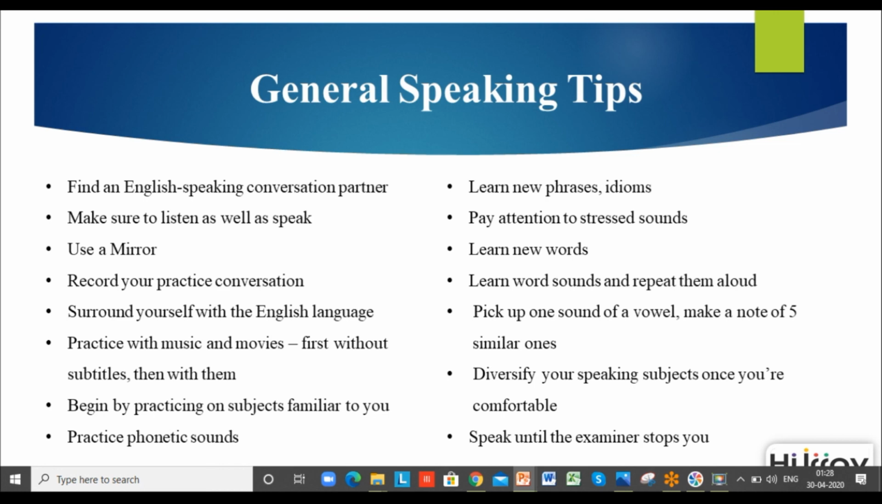Pay attention to stressed sounds. Learn new words. Learn word sounds and repeat them aloud. Pick up one sound of a vowel. Make a note of 5 similar ones. Diversify your speaking subjects once you're comfortable. Speak until the examiner stops you.